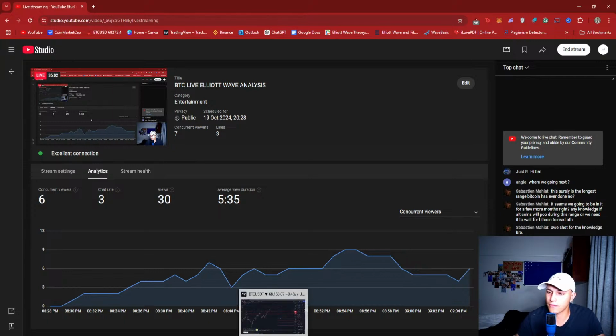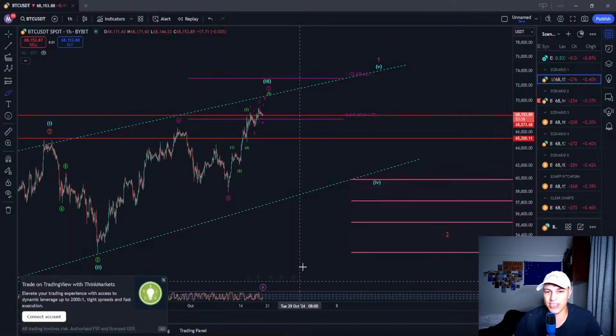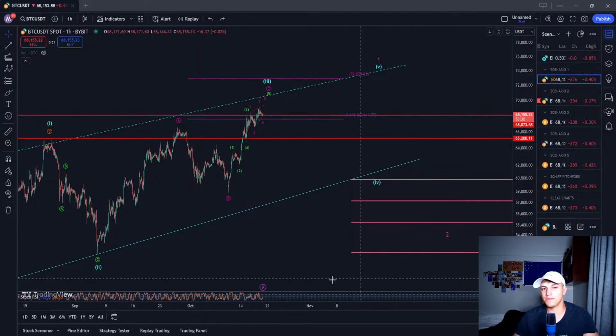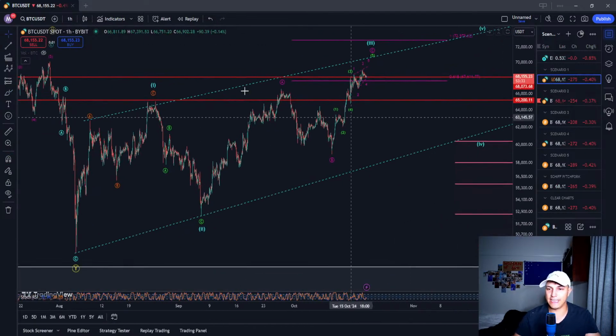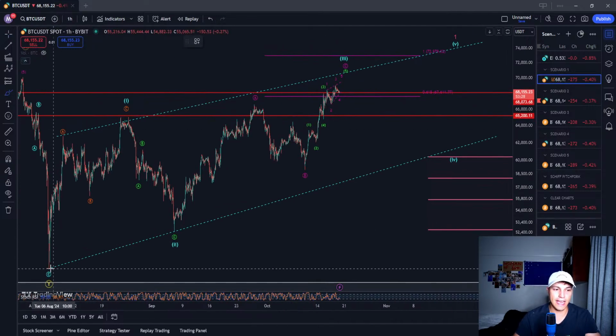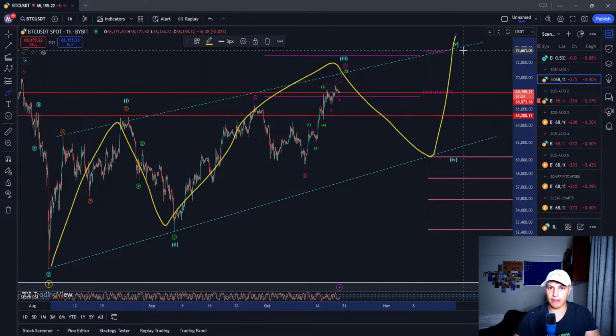Can you show local Elliott Wave count? Yes, Martin, I can. Sorry, I was just reading chat a bit. So this is the local Elliott Wave count on the chart at the moment. We have a diagonal to the upside. This is our main scenario. A 1, 2, 3, 4, 5.